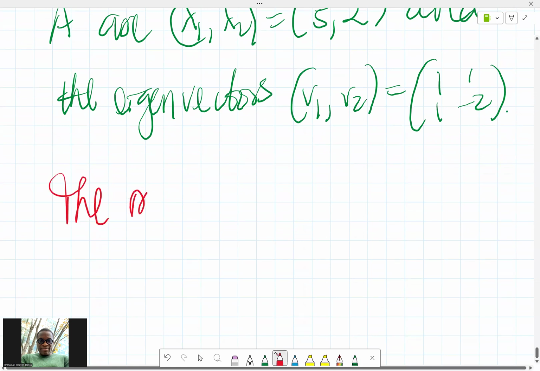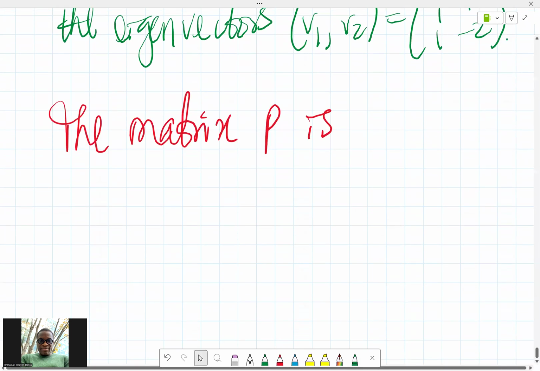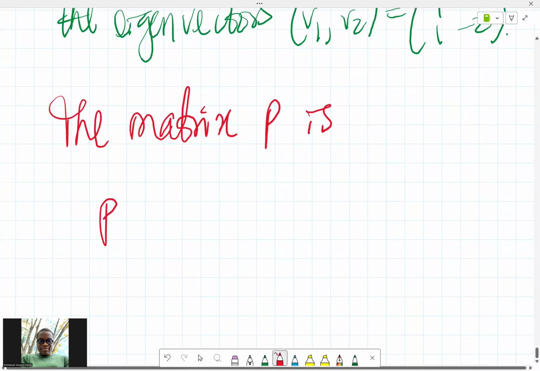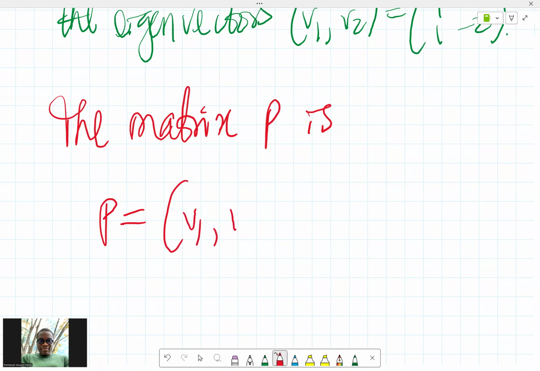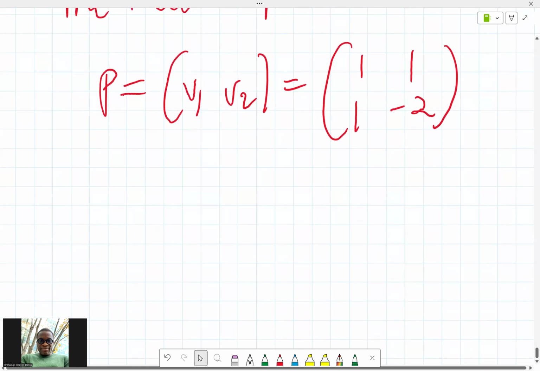Now we can say the matrix P, the matrix of eigenvectors, is simply V1, V2, which is [1 1; 1 -2]. If you did not have this, you would have to find the eigenvalues and eigenvectors before you could come all this way. But thankfully, we found that before.